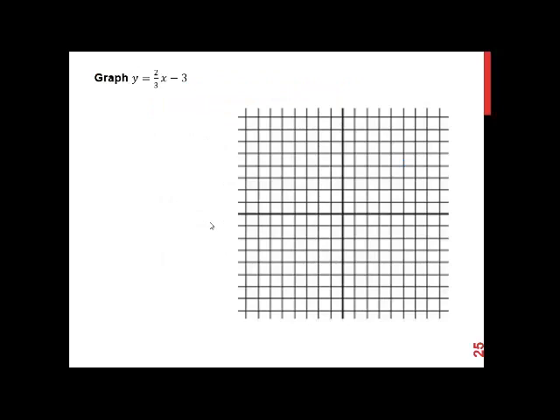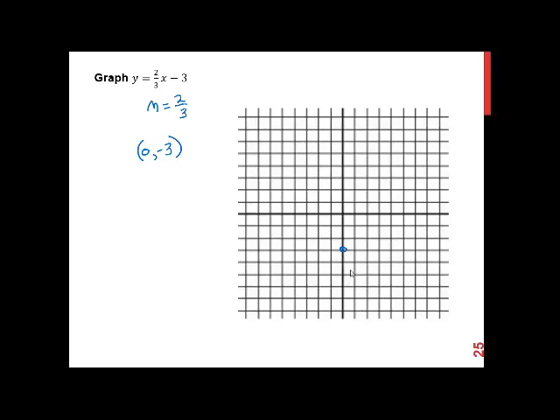So let's look at y equals 2/3 x minus 3. I'm already in slope-intercept form. My slope is going to be 2/3, and my y-intercept is going to be at 0, -3. And if you ever forget that, just put a 0 in for x. This term goes away, and we just end up with y equals -3. So we'll go down here to y equals -3.